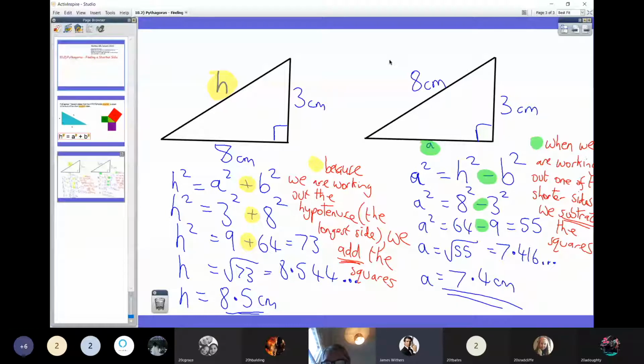Now, what we're going to look at today is where we are sometimes working out the shorter side, and that's the one I've modelled on the right. Can you see with that one, the hypotenuse is 8, one of the shorter sides is 3, and we've got to work out A, which is one of the other shorter sides.